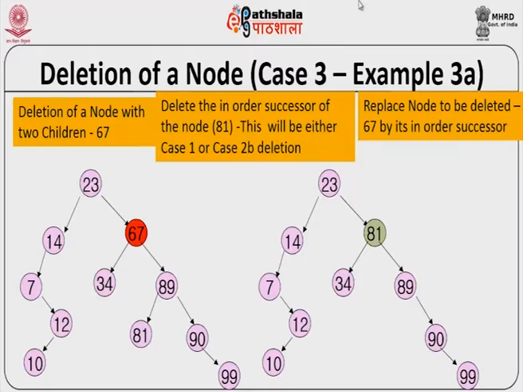Now, instead of this example we could also have used one where 81 had a right child. For example, 81 had 86 as a right child. In that case 86 has to be attached to 81's parent, which is the case of deletion where the in order successor 81 has one child. That also could have been done, but the replacement remains the same, 81 replaces 67. That is case 3b, which we have not shown in the figure.